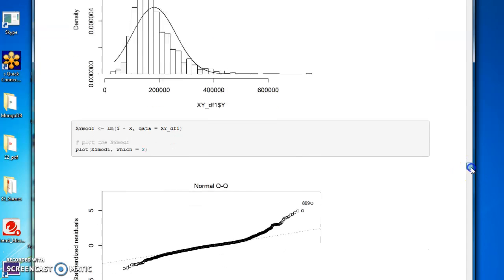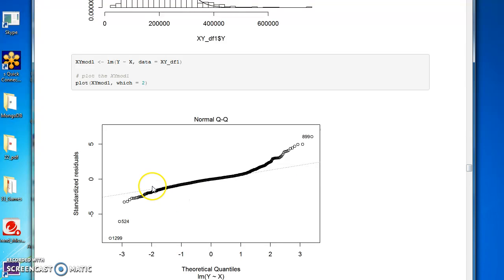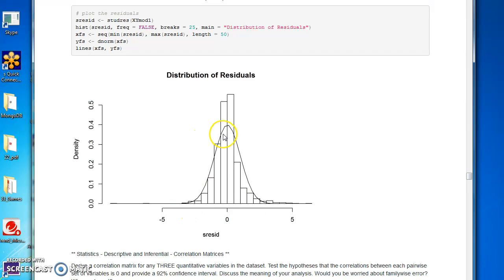And then I set up a model of Y versus X, and those are the residuals, with good linear behavior there. And I took a look at the distribution of the residuals, and they are fairly normal.